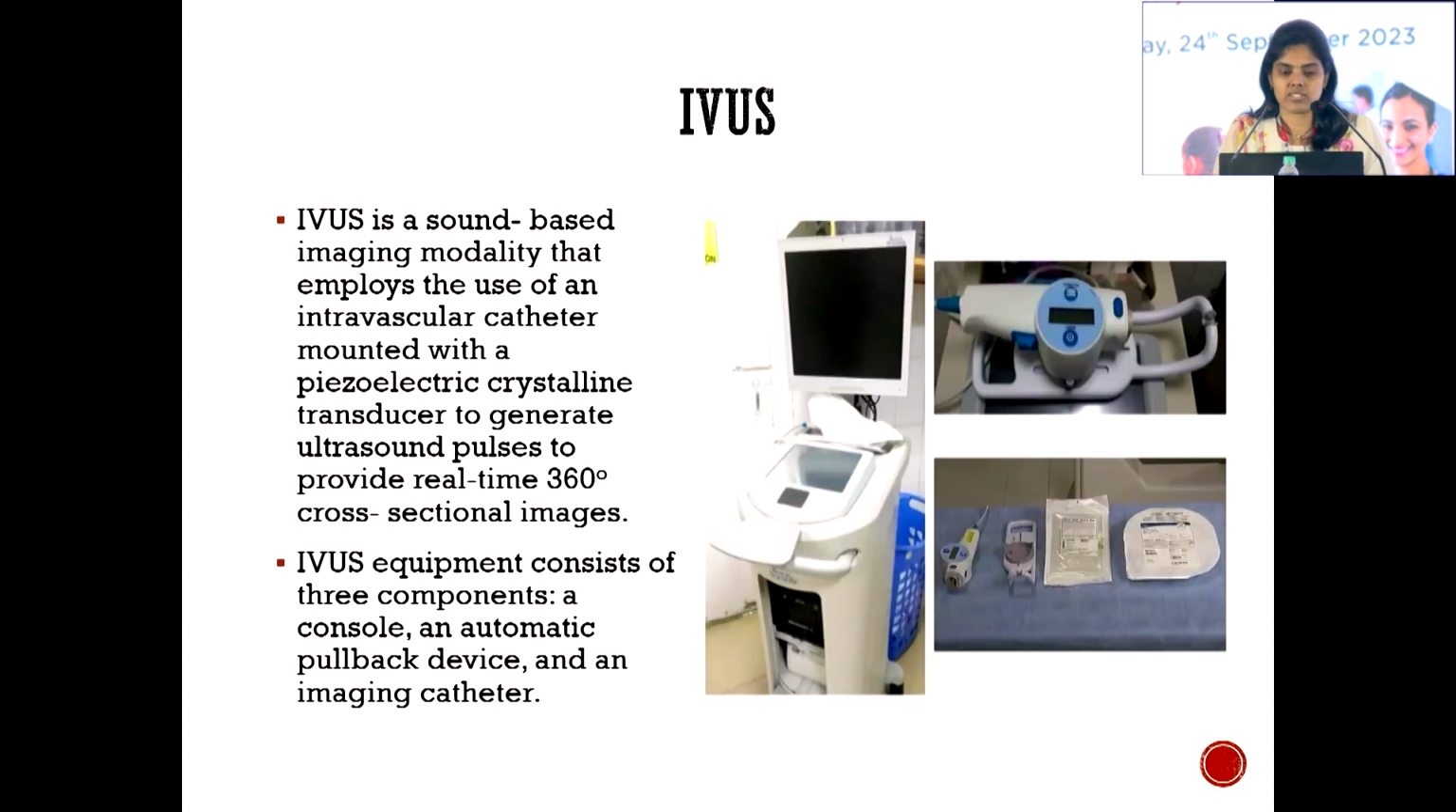So what is IVUS? It's a sound-based imaging modality that employs the use of an intravascular catheter mounted with a piezoelectric crystalline transducer to generate ultrasound pulses and provides us real-time 360-degree cross-sectional images. So it basically has three components, a console, which you can see here. There's a pullback device and an imaging catheter.